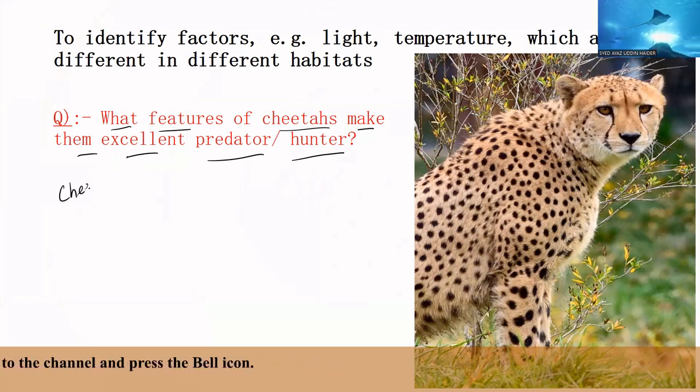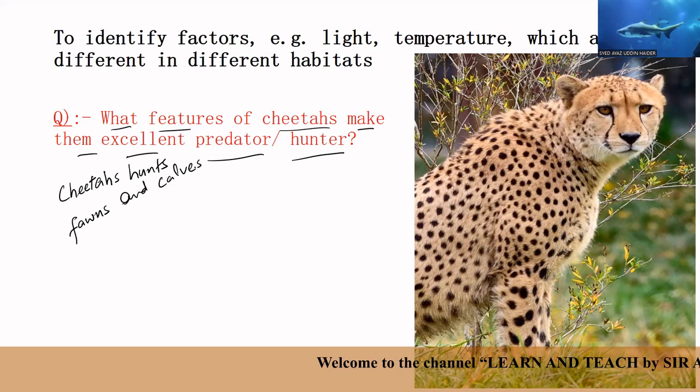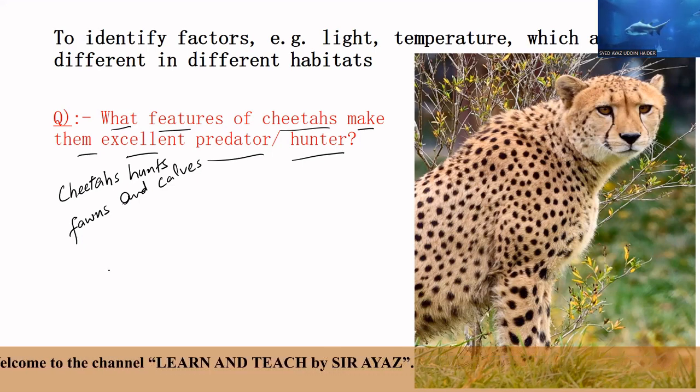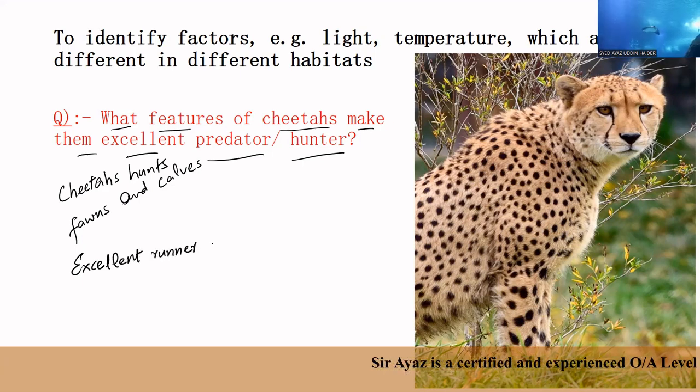Cheetah hunt fawns and calves. These are the young ones of deer and impala. So they have good speed, excellent runner or chaser.